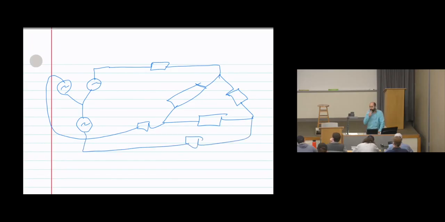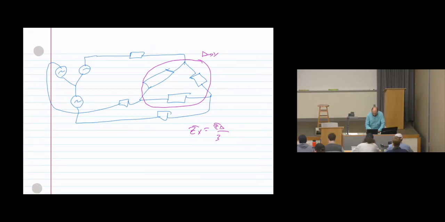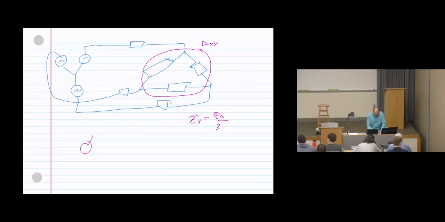When you have this kind of circuit, what should I do? There is a delta, right? What should I do? Convert delta to Y. Okay? That's step number one. So basically, ZY will be Z delta divided by 3. So let me redraw the circuit after converting delta to Y.